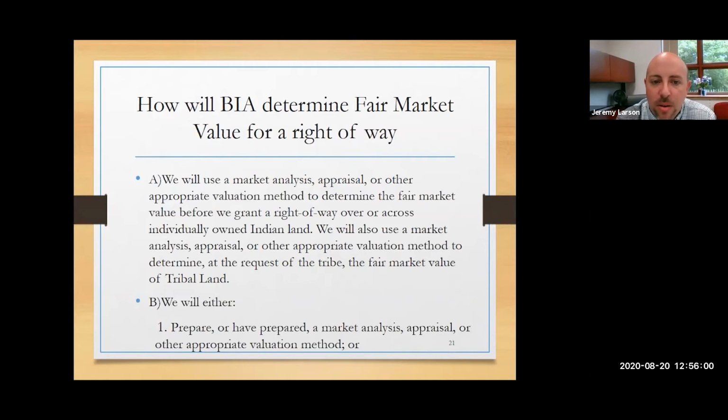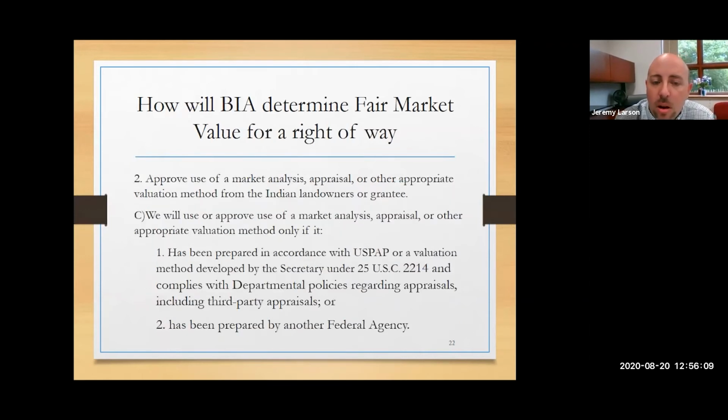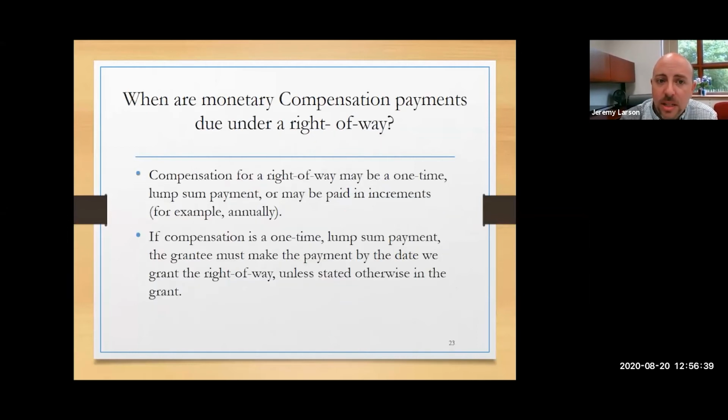If the fair market value of tribal land, we will either prepare or have prepared a market analysis appraisal or other appropriate valuation method, or will approve use of a market analysis appraisal or other appropriate valuation method from Indian landowners or the grantee. We will use or approve use of it only if it has been prepared in accordance with USPAP or a valuation method developed by the Secretary under 25 USC 2214. And it also complies with the third-party appraisals or has been prepared by another federal agency.